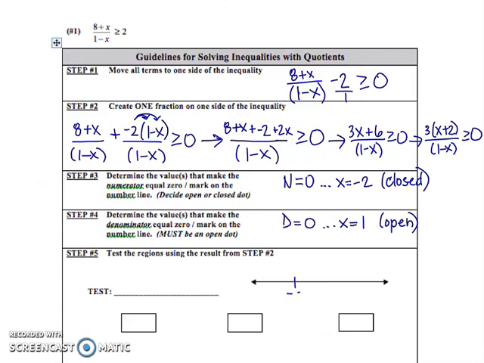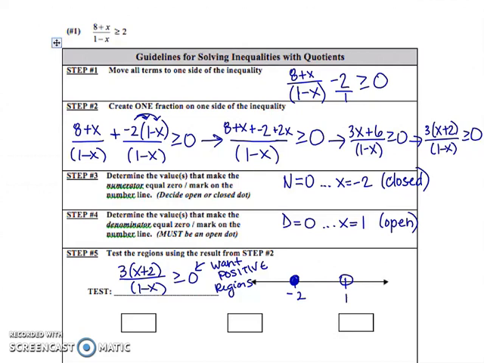So I'm going to plot my negative 2 and my positive 1. Those are my critical values. I know I'm going to have a closed dot on negative 2, and an open dot on positive 1, and I'm going to be testing the values that I choose in the inequality 3 times (x plus 2) over (1 minus x). I'm looking for values that are greater than or equal to 0, which means that I want positive regions.